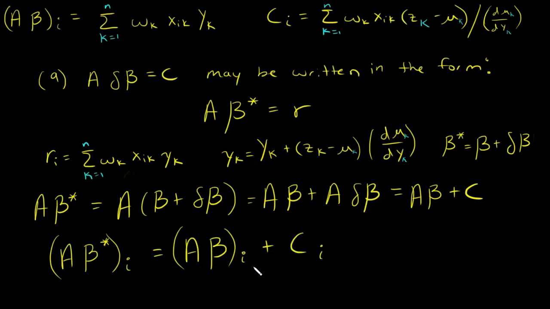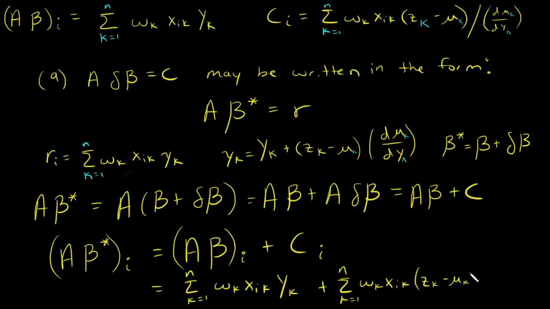Then we know what each of these are, so I just have to plug them in. So let's do that. The sum from k equals 1 to n of wk xik yk, plus right here I have C, so the sum from k equals 1 to n wk xik zk muk d muk dyk.